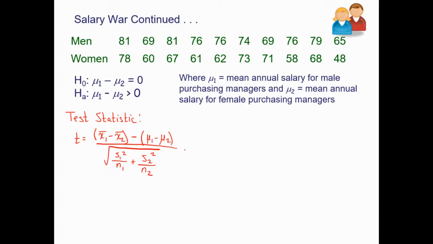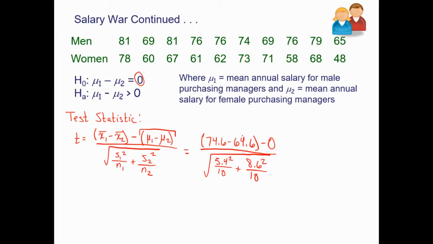So this is the formula we're going to use. The X, the S, and the N come straight from our information that we found in one variable stats. The mu's here, remember that's our hypothesized value. Okay, so I'm going to just plug the numbers in, and this is what you should get if you calculated it correctly. That way we get the whole example done. So 5.4 squared over 10 plus 8.6 squared over 10. So you plug everything in, it will look like this. You calculate it, you get 3.11.